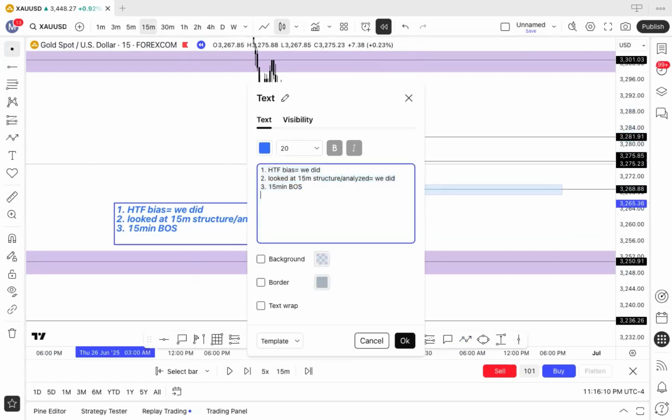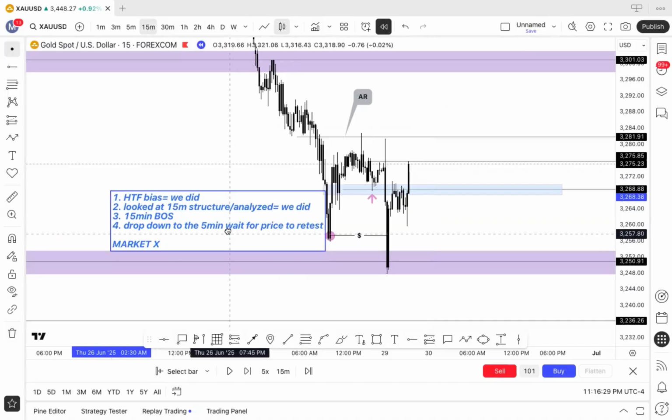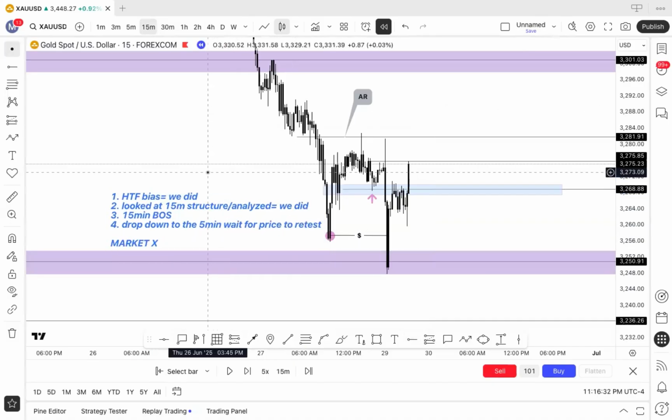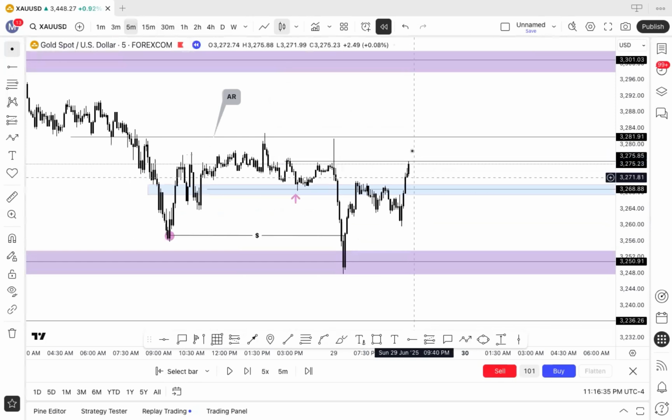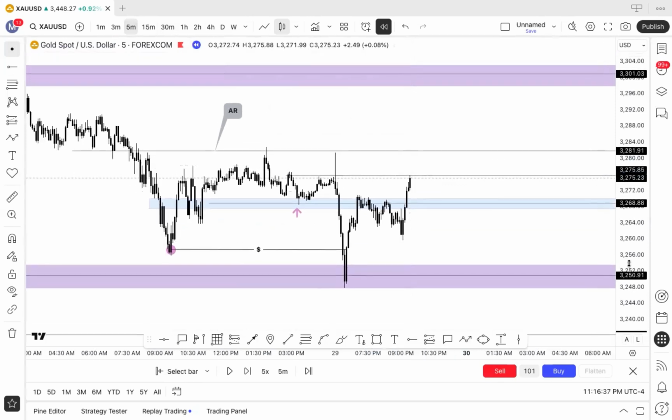You're going to watch the retest on the 5 minute time frame. So you're going to drop down to the 5 minute, wait for price to retest, and then you're going to market execute. You're going to enter. Market execution means literally you're just going to execute the trade at the price that it's at. So you can watch it on the 5 minute. So I'm just going to wait.